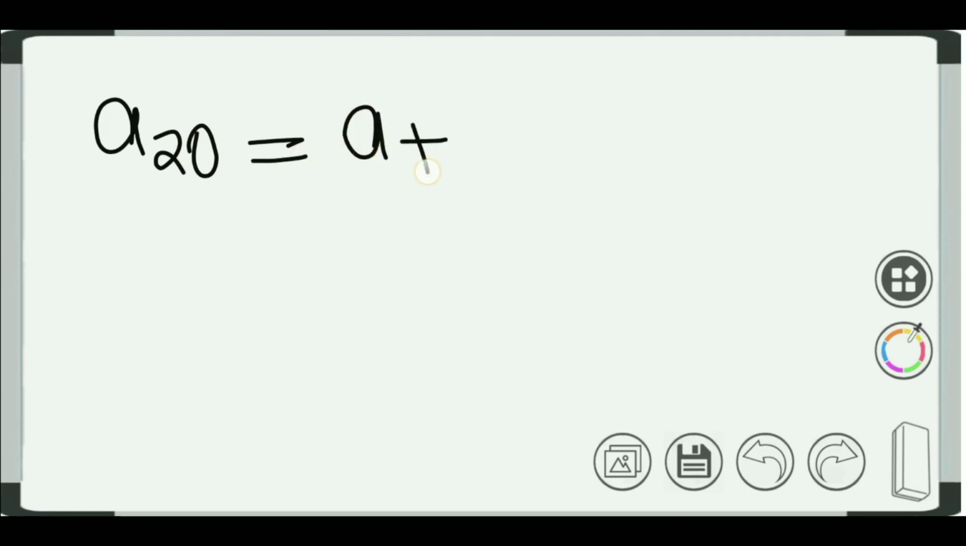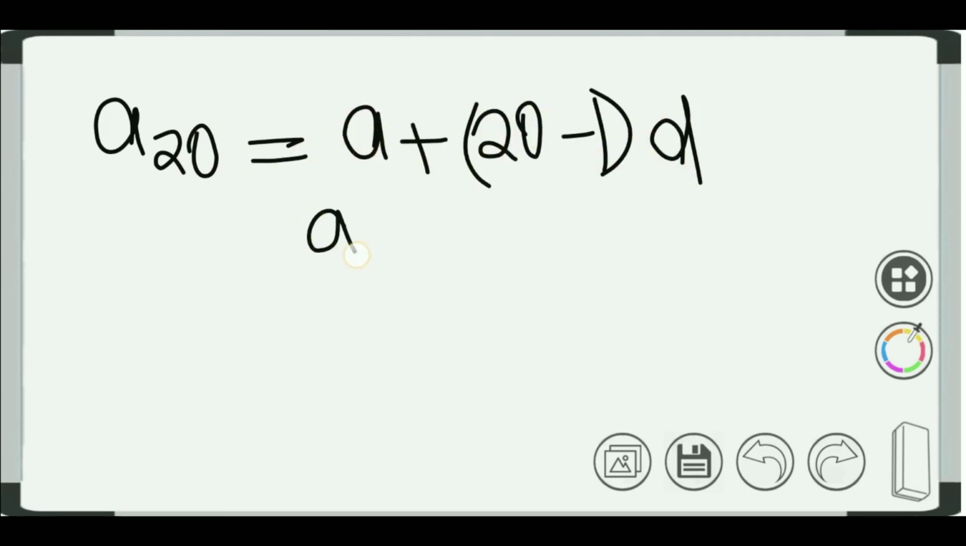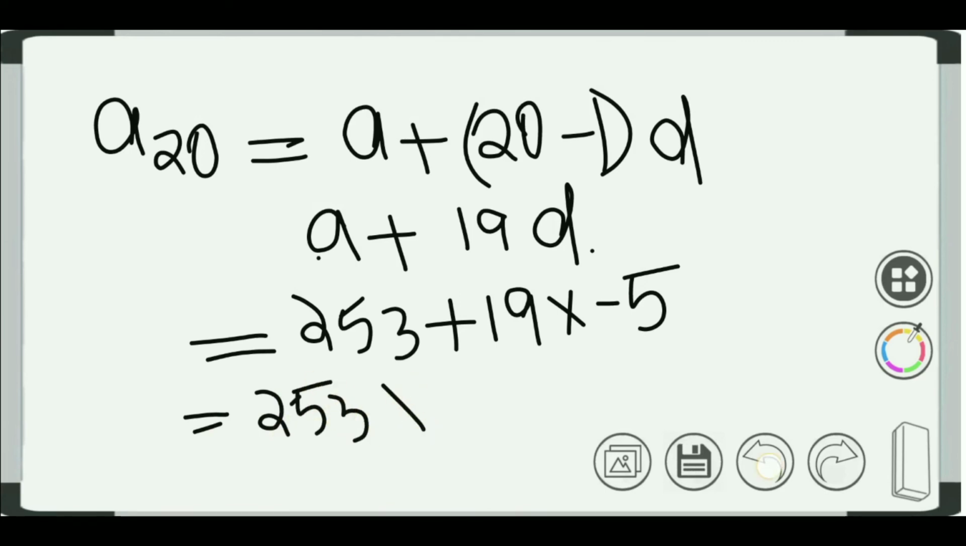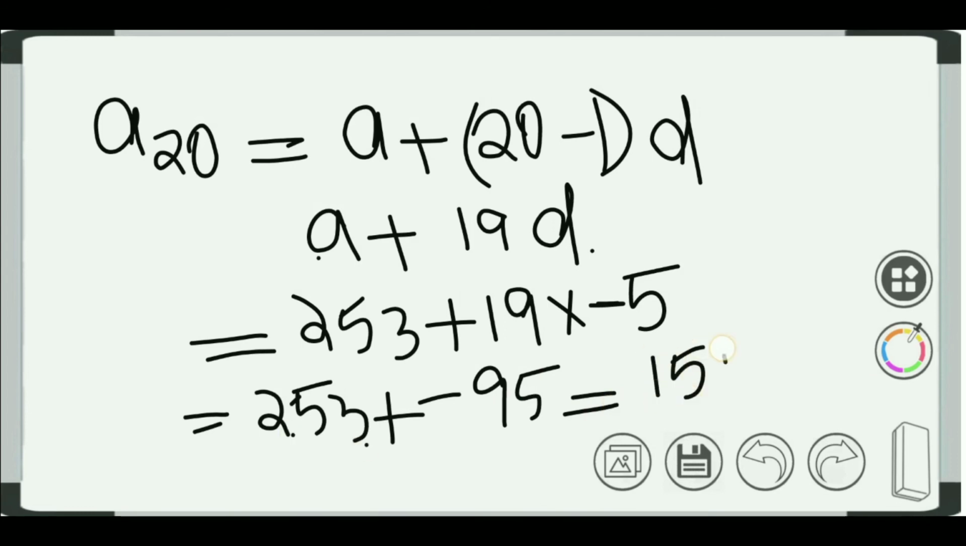Now you need to find the 20th term. A20 is equal to A plus (20 minus 1) into D. That is A plus 19D. Substitute the value of A and D. What was A? 253 plus 19 into, what was our D? Common difference minus 5. So 253 plus 19 into minus 5. What is 19 into 5? 95. So minus 95. Okay. 253 minus 95 is 158. So this is your answer, 158. You can conclude it by: therefore, the 20th term from the last term of the AP 3, 8, 13, etc., 253 is 158. Okay.